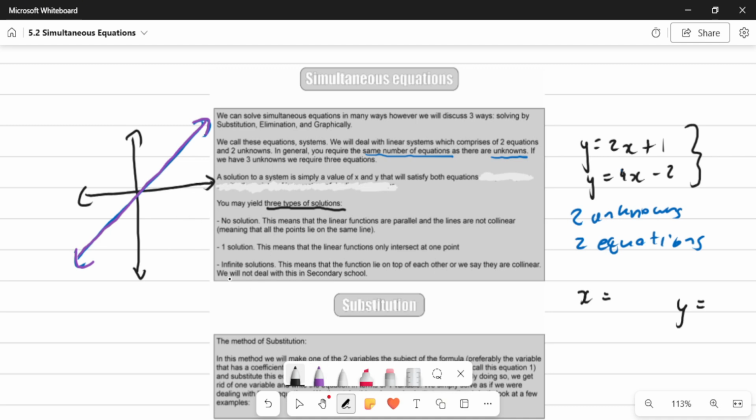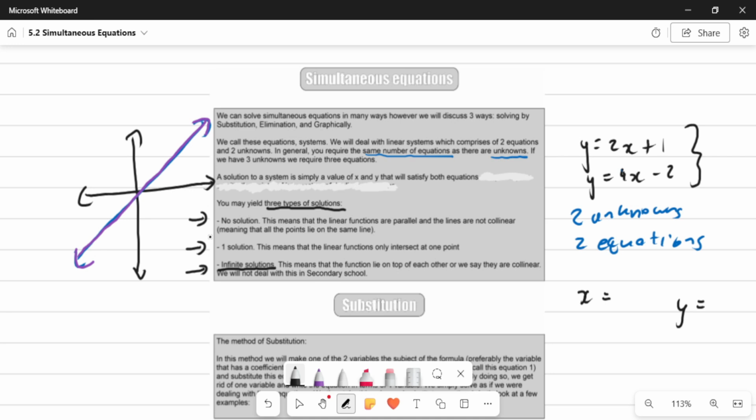For this question, you have infinitely many solutions, meaning that every x and y value that could possibly exist will satisfy both equations. What I just taught you here were the 3 possibilities that you could get, and this third possibility will not be examinable at secondary school. So I basically taught you university work at grade 10.